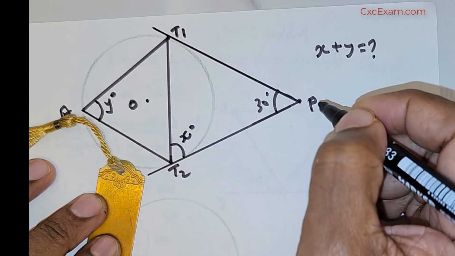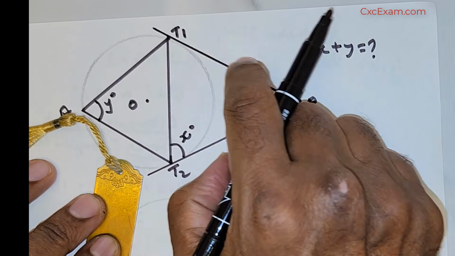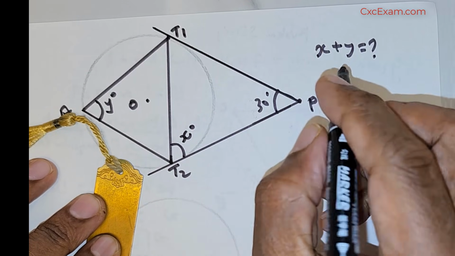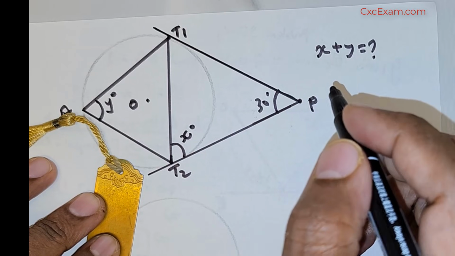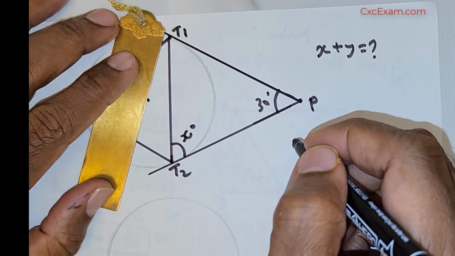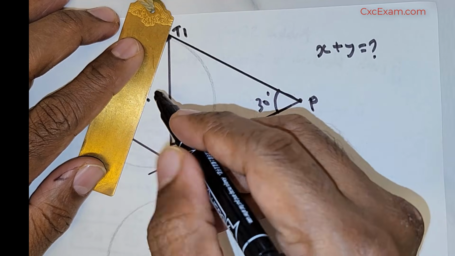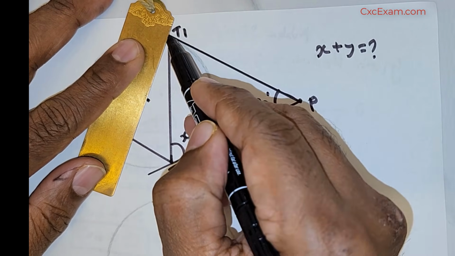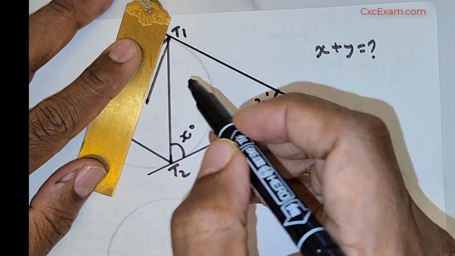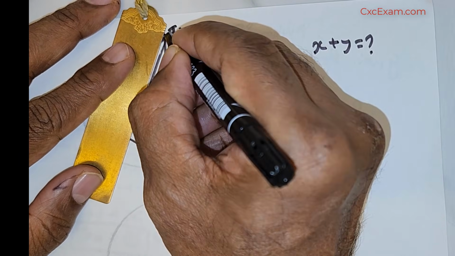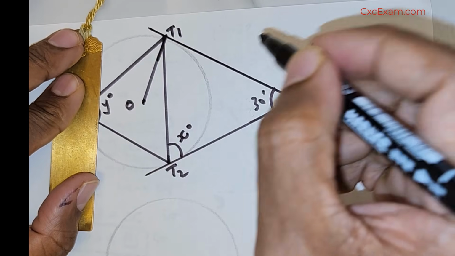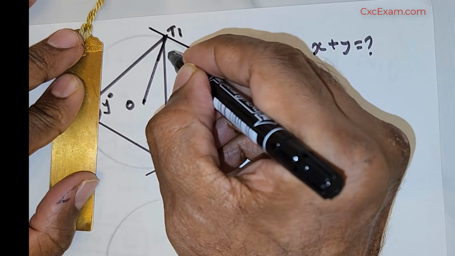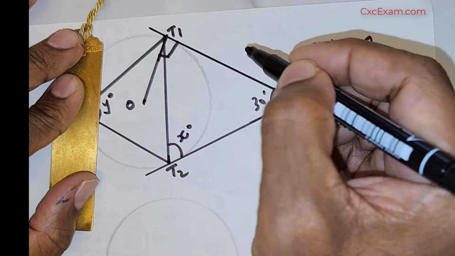Now clearly you have the tangents intersecting at this point P, right? Now what we can do to solve the question is, we have to draw the radius to hit the tangent T1. So by the tangent radius theorem, the angle made by the radii with the tangent is 90 degrees. This angle is 90 degrees.